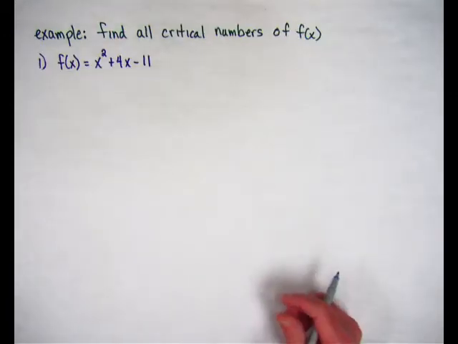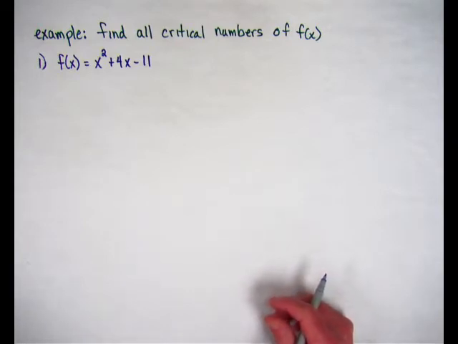So in this first example, we have the function f of x equals x squared plus 4x minus 11. I picked this as our first example because you may recognize the graph. It's a quadratic function. You might want to ask yourself the question, how many critical numbers would you expect? If you think about the picture of a quadratic function, it's a parabola. How many places does it reach a local max or local min? So let's go about finding the critical numbers.